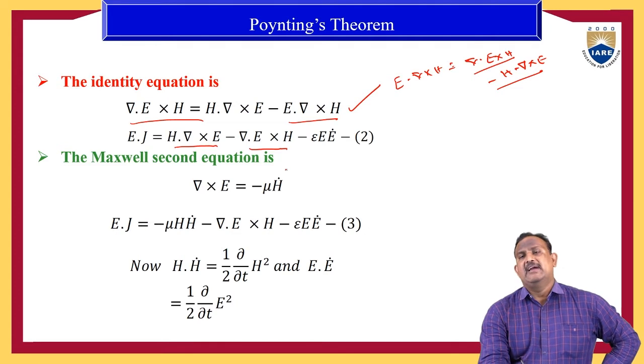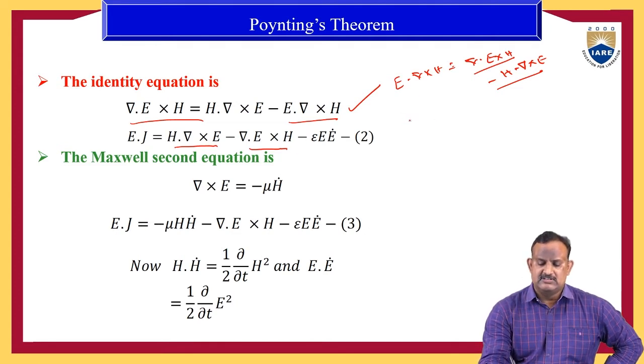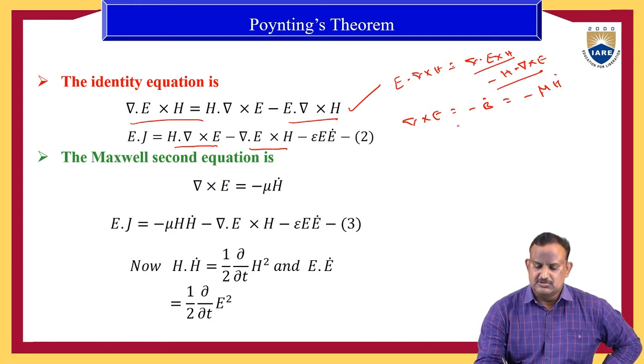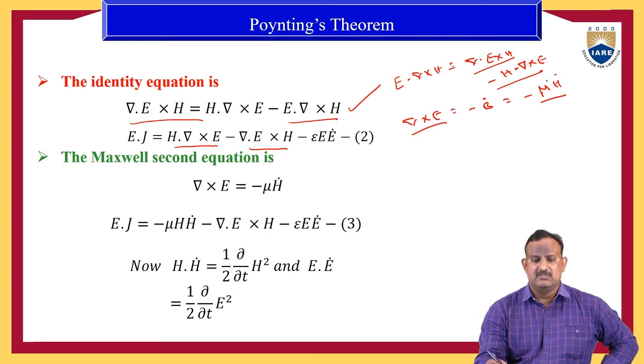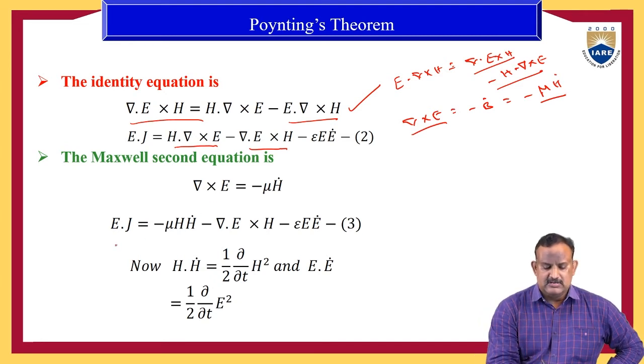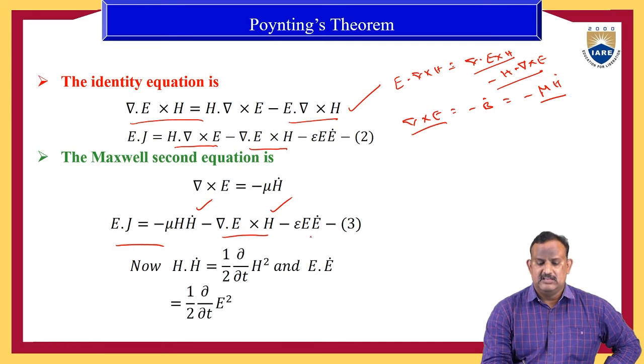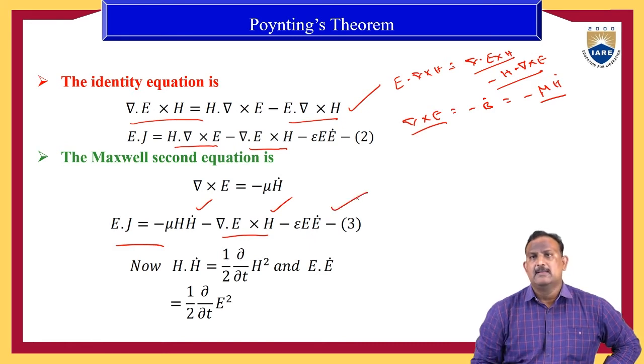Here we know the Maxwell second equation: del cross E is equal to minus B dot, which is equal to minus mu into H dot. If you substitute del cross E equal to minus mu into H dot in the equation, then E dot J is equal to minus mu into H into H dot minus del dot E cross H minus epsilon into E into E dot.